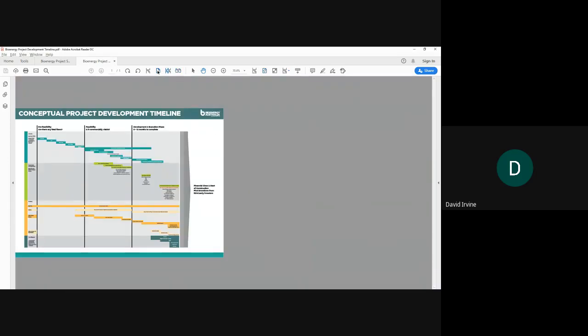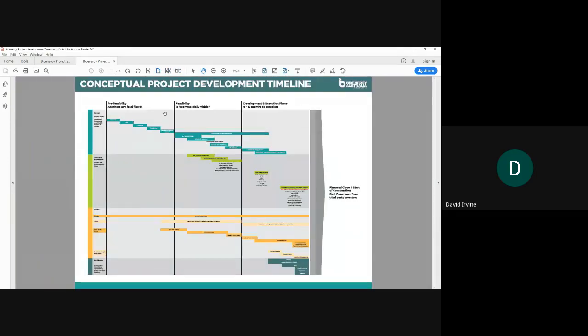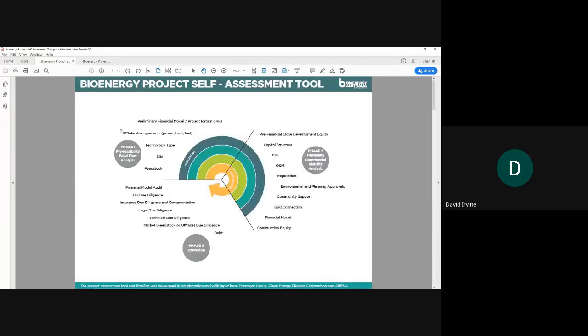So I might leave it there. Again, thanks for listening. Happy to take any questions at the end of the call. But just to reiterate, both of these tools are online under the resources section of the Bioenergy Australia website. And I would encourage anyone and everyone to look at that to do a bit of a sense check on the projects they're looking to develop in future.